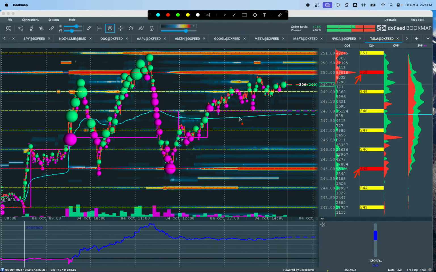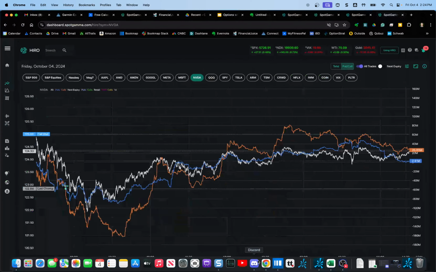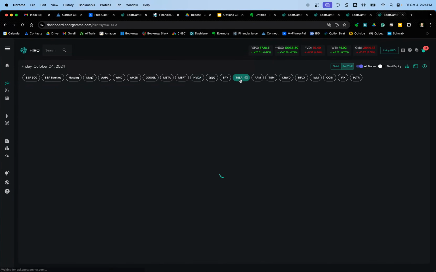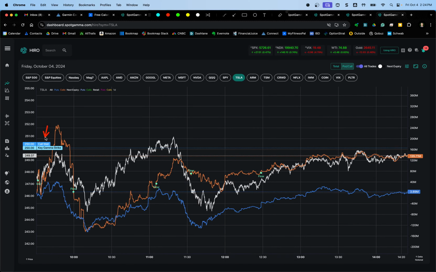Or let's see what options traders have been doing today. Go back to Hero. Go to Tesla. Here's that 250 call wall key gamma strike, acting as resistance. So initially traders were taking positive delta positions, buying calls, call sellers, put buyers, then price. They changed direction pretty quickly just after 10 o'clock.